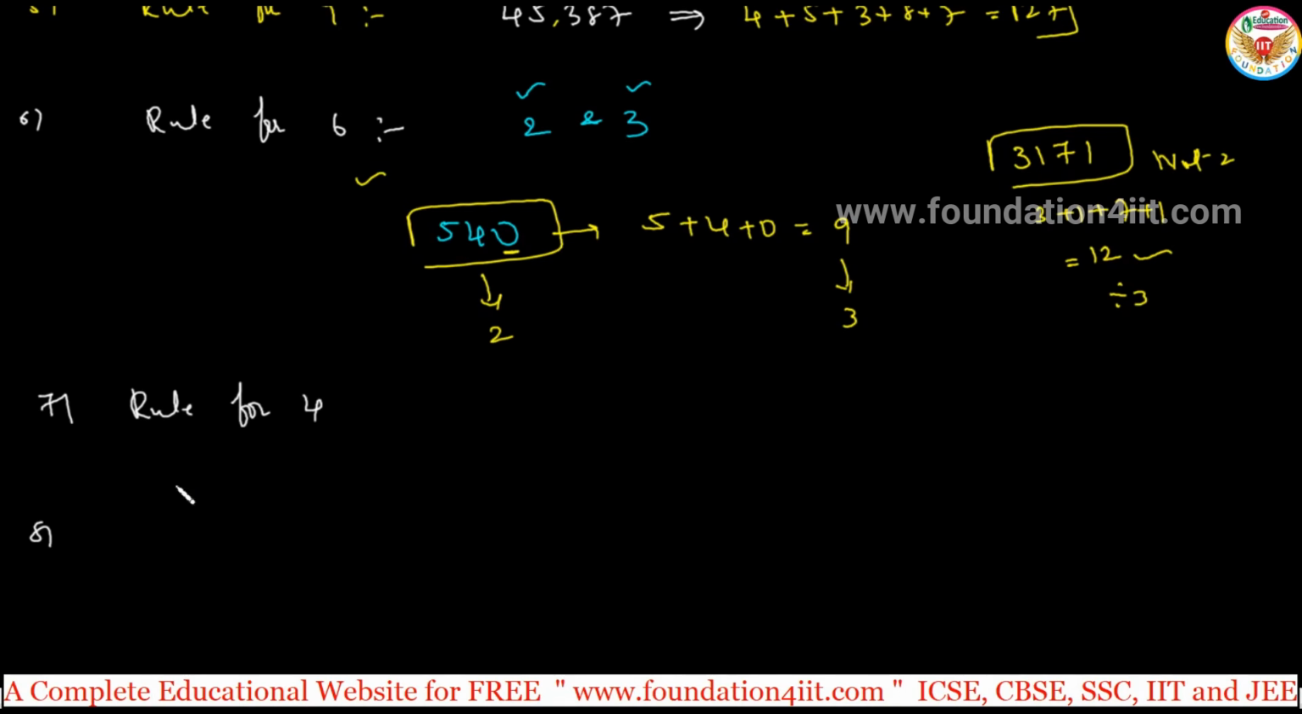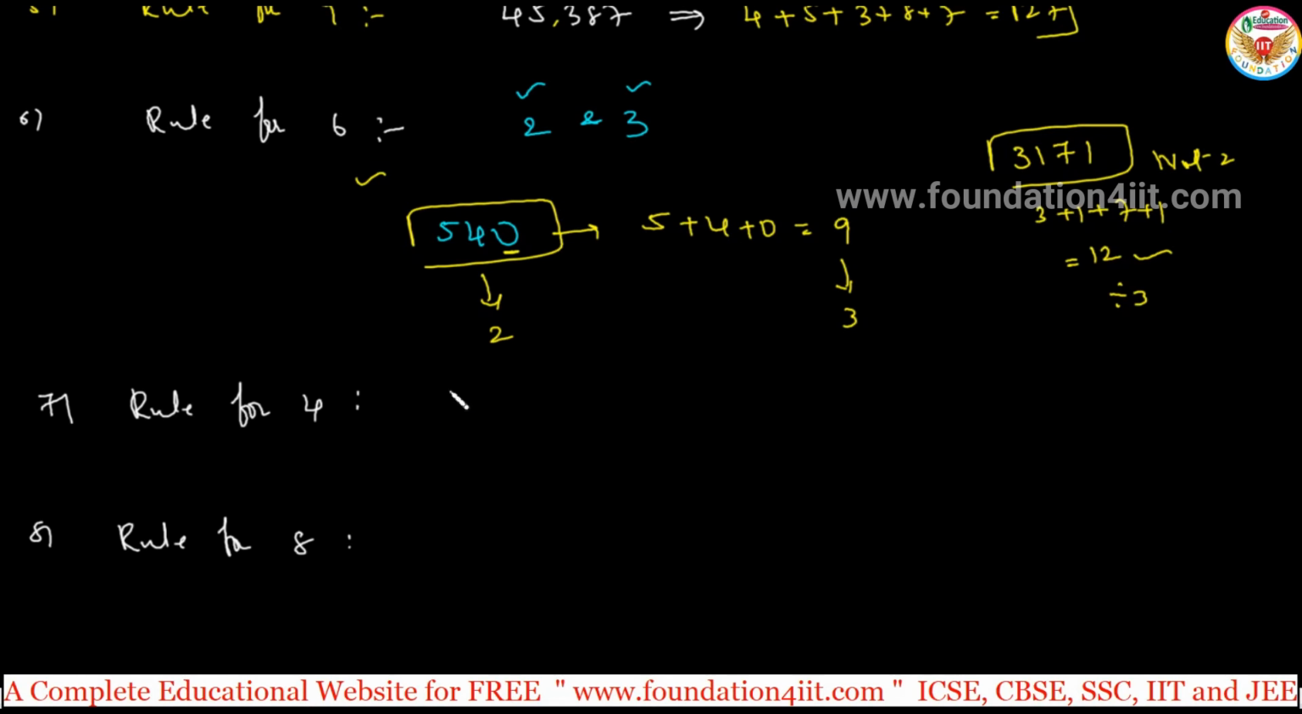Divisibility rule for 4 and divisibility rule for 8. Both are explained in the same example. For 4, take the units and tens, the last two digits. For example, 3516. If the units and tens number is divisible by 4, then the entire number is divisible by 4. And for 8, it is the last three digits.